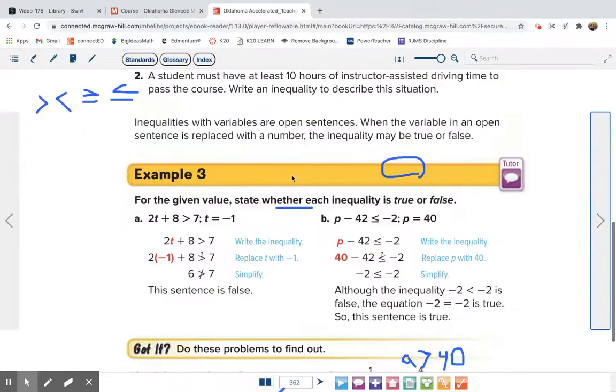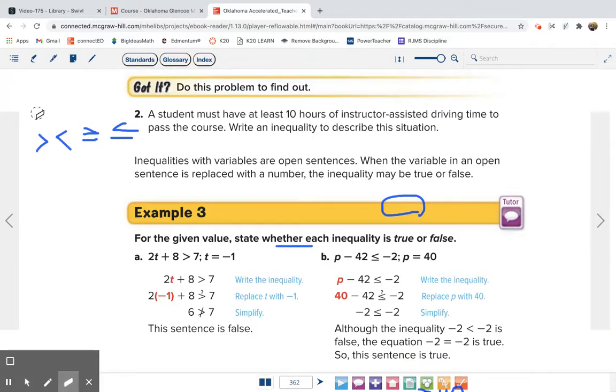Okay, example 2. I didn't realize that wouldn't erase. Wish I could just click it, but it doesn't. Okay.